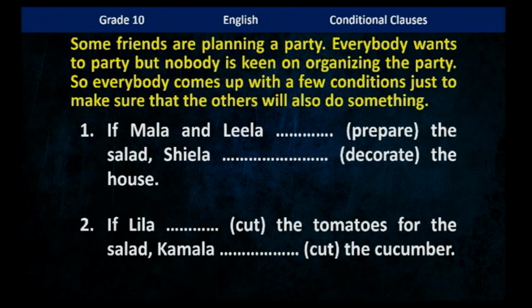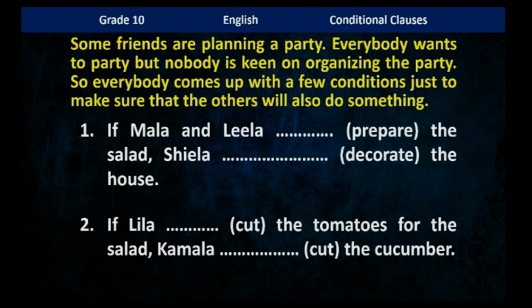Now you have to remember the rule of if type 1. Remember there are other types also, but today we are discussing only if type 1. So these types are the possible things to happen if one condition is fulfilled. So shall we check, Miss Nirmala?